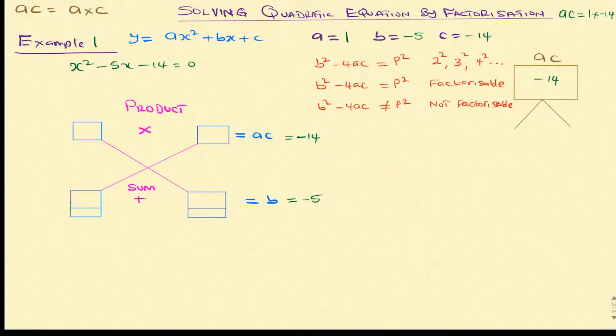We then need to find 2 numbers that we can multiply to give minus 14, and 2 numbers that we can add to give minus 5. The 2 numbers we can multiply to give minus 14, we always start with 1 and 14. Well, 1 plus 14 is 15, so it's not good. We'll start with 2 and 7. 2 plus 7 is 9. But what about 2 and minus 7? 2 and minus 7 is minus 5, and 2 times minus 7 is minus 14.